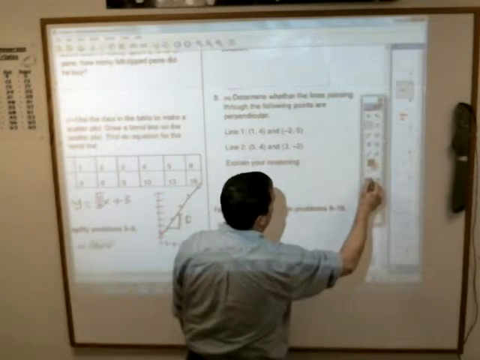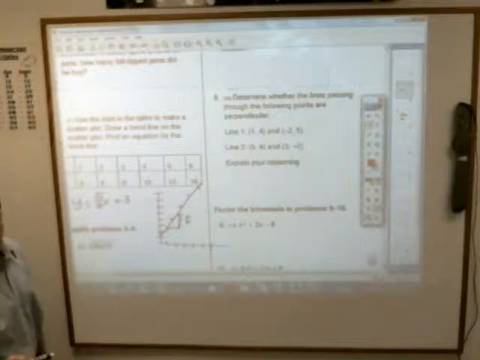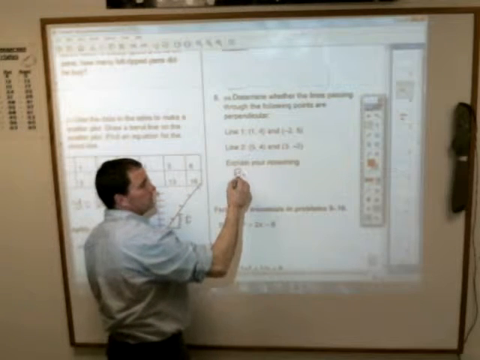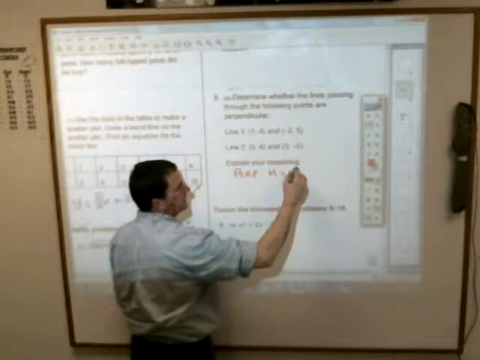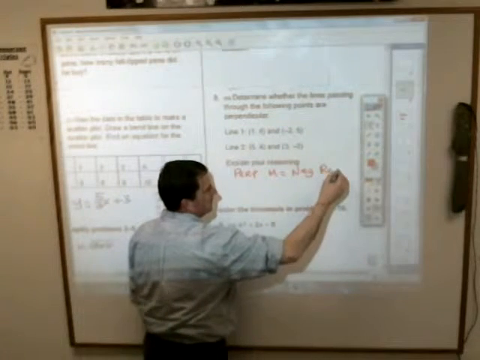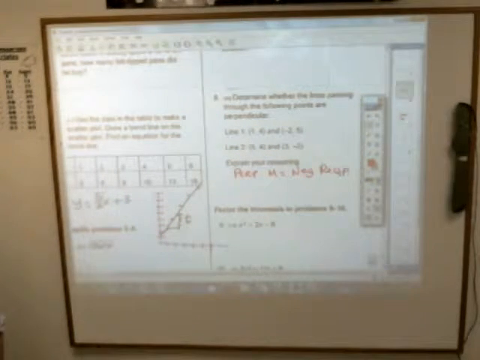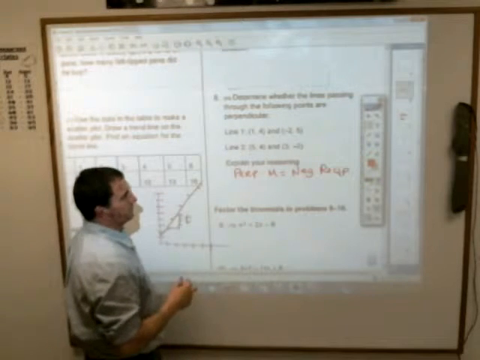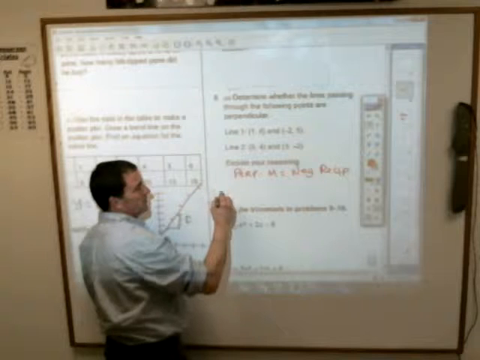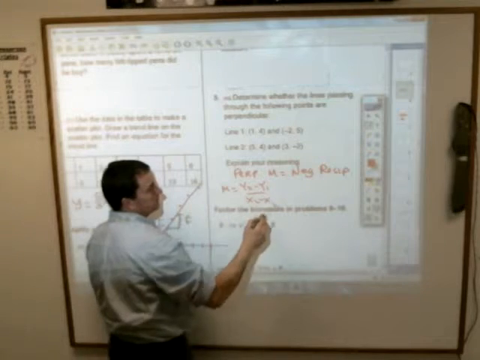Determine whether the lines passing through the following points are perpendicular. So what do you need to know about perpendicular lines? Perpendicular lines have slopes that are negative reciprocals. In other words, you have to find the slope of each one, and if it's the negative opposite slope, then they're perpendicular. If they have the same slope, it's not going to be perpendicular. And you need to use that formula where it was y2 minus y1 over x2 minus x1.